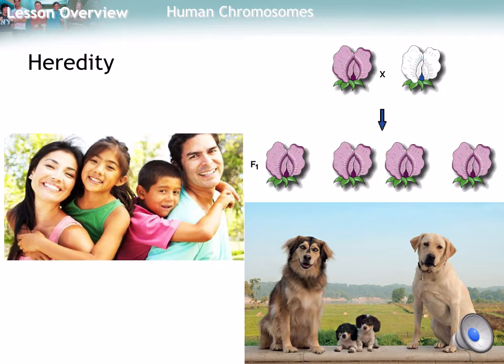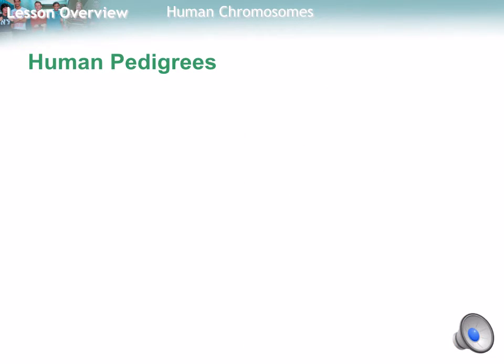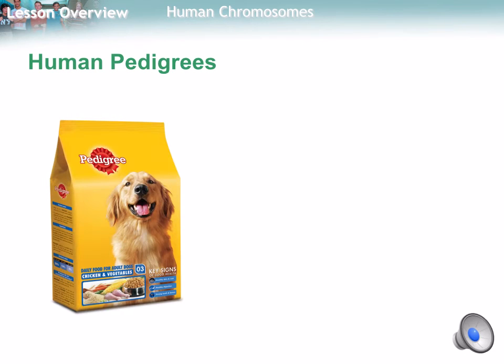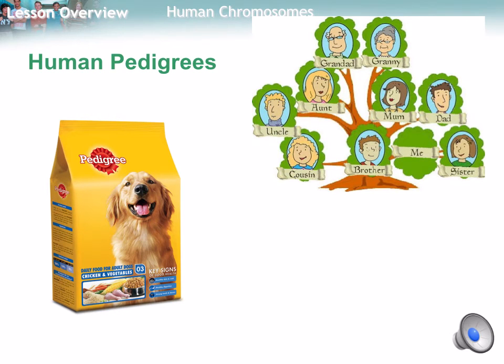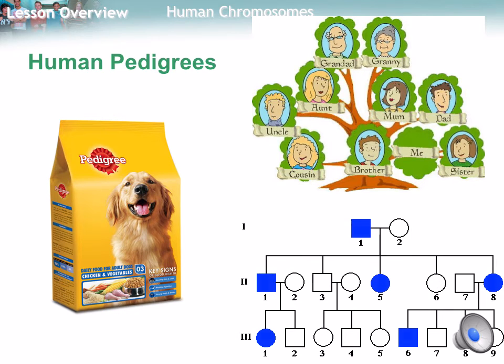But no matter what, we learned that traits will be passed on from the parents to the offspring. In today's lesson, we're going to be talking about pedigrees, and I'm not talking about the dog food brand. The pedigrees we're going to be discussing today are diagrams that are like family trees. But instead of putting pictures or names to represent family members, scientists will use symbols or numbers to represent the family members in each generation.